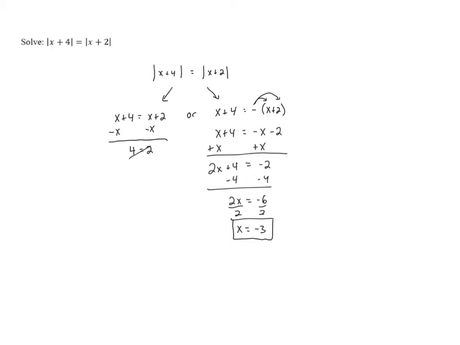And we would have felt pretty silly if we had written no solution over here, because if we write no solution and then we find a solution, that contradicts ourselves. So we will not write no solution for these if we're able to find a solution from at least one of the two equations. So here, our final answer is just x equals negative 3.